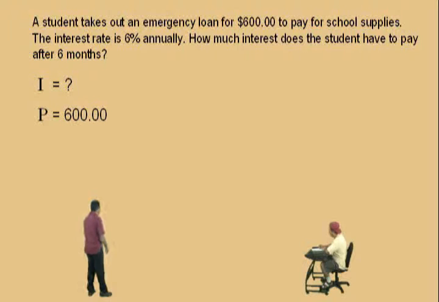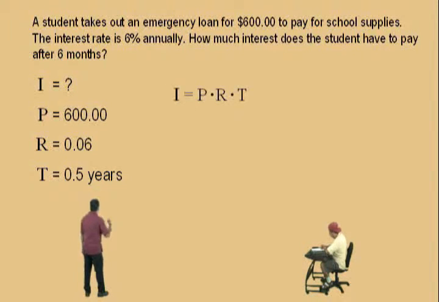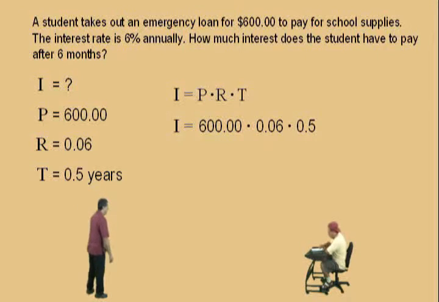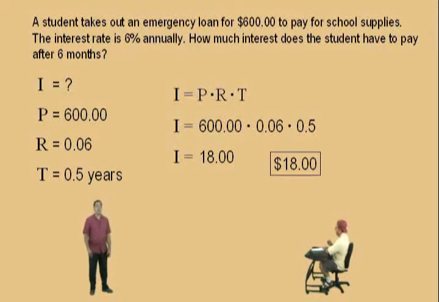The principal is 600, the rate as a decimal is 0.06, and the time in years, Charlie, 6 months is how much of a year? Half. That's right, so 0.5 years. And now we use our formula, I equals PRT, our principal is 600, our rate as a decimal, 0.06, and our time is 0.5 for a half. Okay, Charlie, what do you get for that product? 18. That's right, $18. So after 6 months, the student has to pay how much, Charlie? 18. That's right, $618 total to pay off that loan, right? Because the student has to pay $18 of interest. All right, that's what we just calculated.